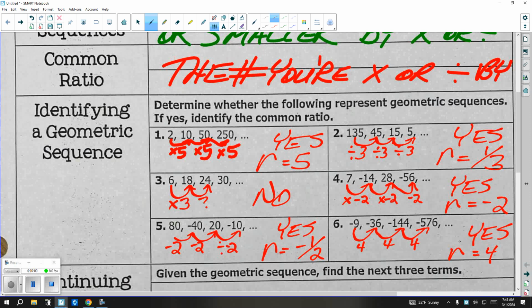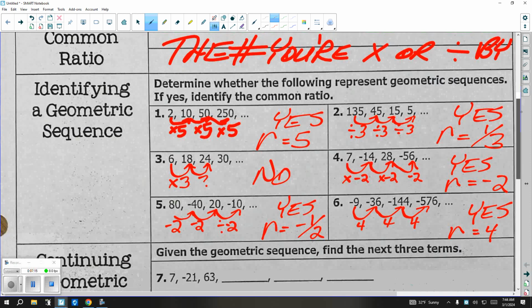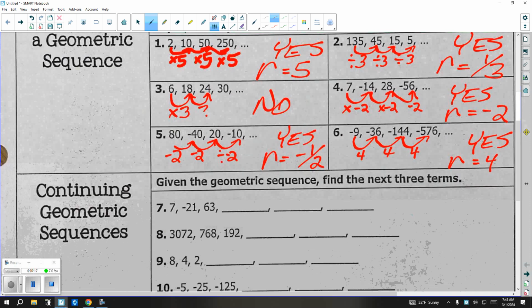Okay? You're only allowed to multiply or divide. You're not allowed to add or subtract. Do you have that? Sometimes they may ask you to provide the next 3 terms. We don't even have to determine if it's a geometric sequence. It is a geometric sequence right here because it says it is.